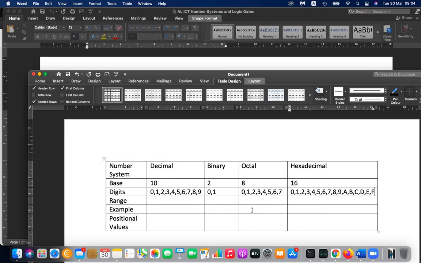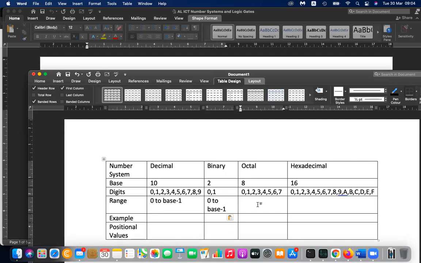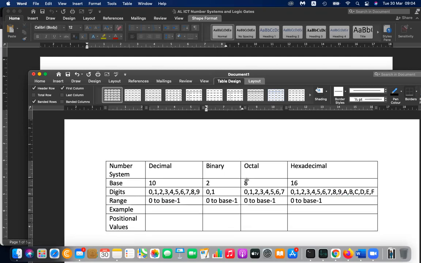So it's always 0 to base minus 1, which is the same for everything. If base is 10, it is 9. If base is 2, it's 1. If base is 8, it is 7. If base is 16, it's 15. That is common for everything. And for the example, you can write any example, such as 90. Even this is correct, right? Some people think this is wrong, but this is also correct, because 1 and 0 are acceptable.